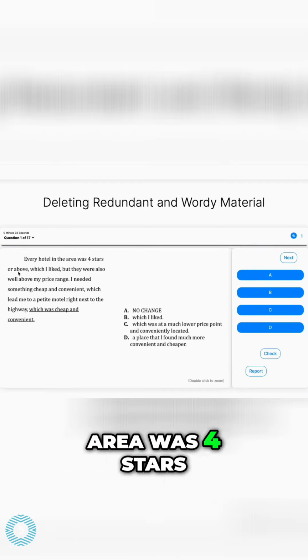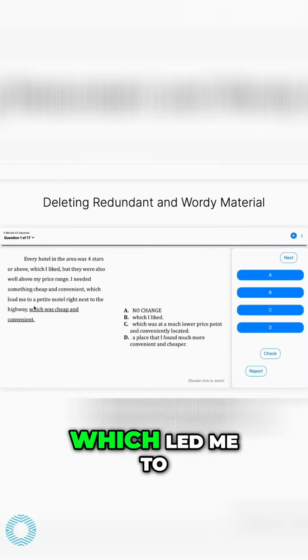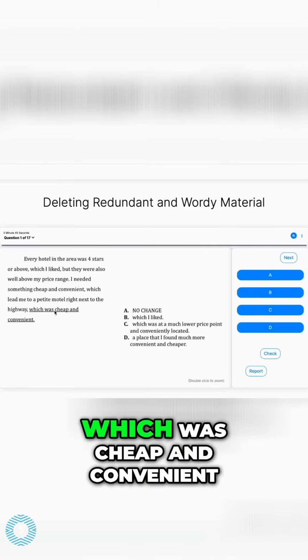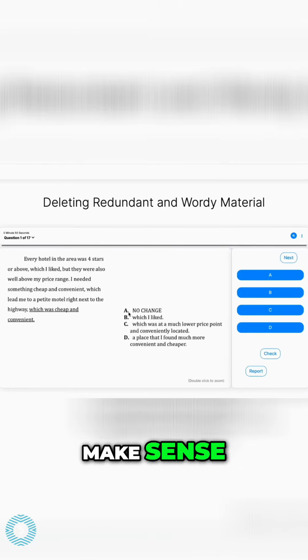Every hotel in the area was 4 stars or above, which I liked, but they were also well above my price range. I needed something cheap and convenient, which led me to a petite motel right next to the highway, which was cheap and convenient. Okay, literally, it repeats "cheap and convenient". So this does not make sense. "Which" should not be used.